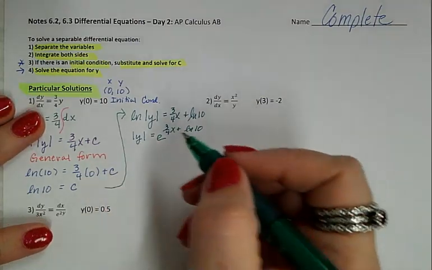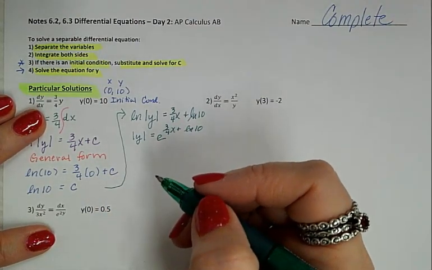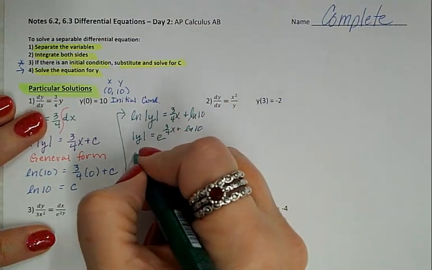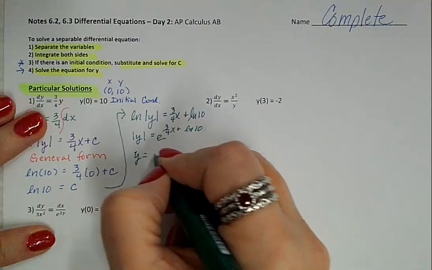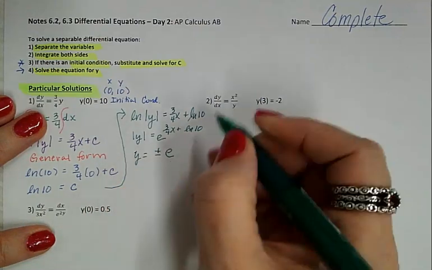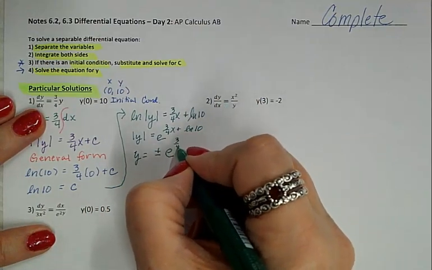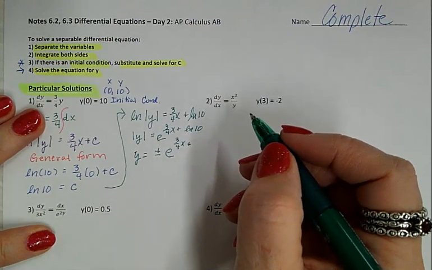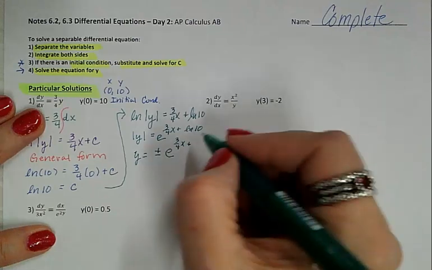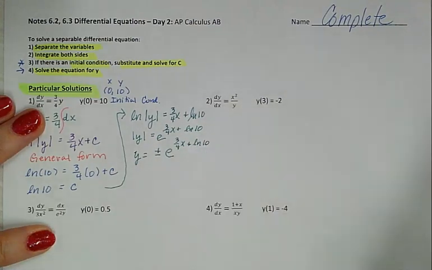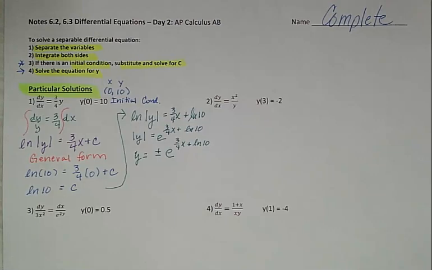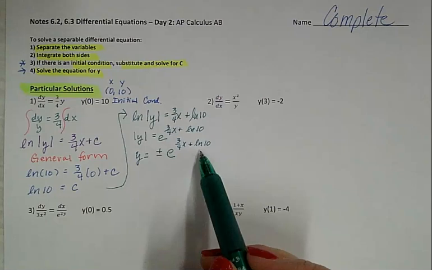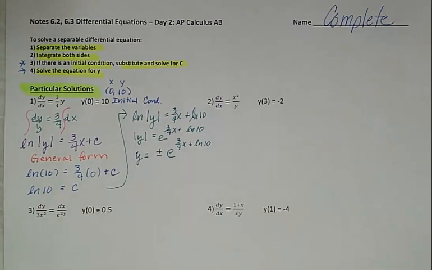Now I want to get rid of the bars. To get rid of the bars, I need to account for the plus or minus situation that can happen with absolute value. So now I'm going to have y equals plus or minus e to the 3/4 x plus, and then we're going to have natural log of 10. So when we get to this point, we can see that we have two different equations here. The one that's y equals the positive version of this and y equals the negative version of this.